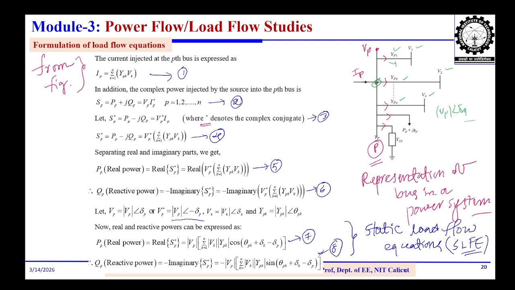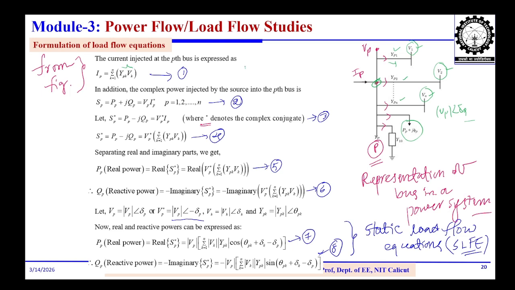So instead of doing this individually, we can take the summation of k equal to 1 to n of YPK into VK. Here VK means, for k equal to 1, 2, 3, the voltages of the other buses or other loads in the simple representation of the bus. So IP is equal to the summation for k equal to 1 to n. This value indicates the current; admittance into voltage gives the current value.